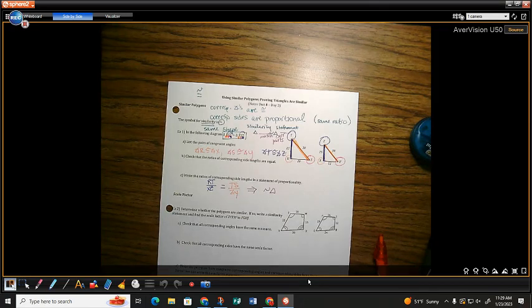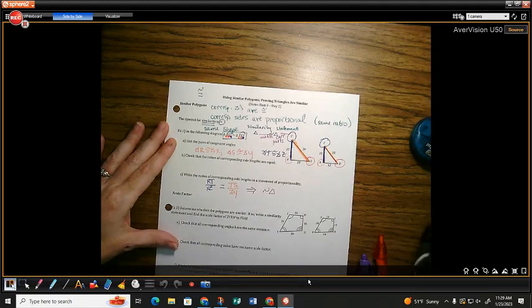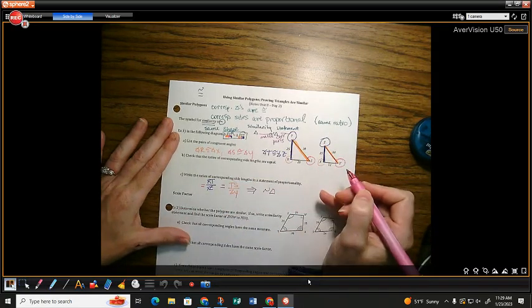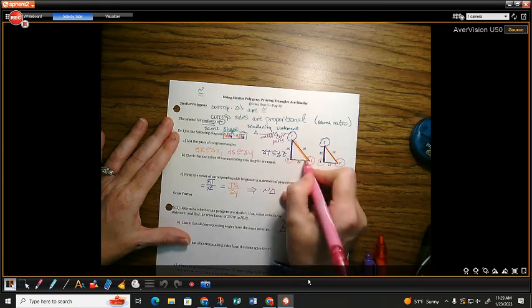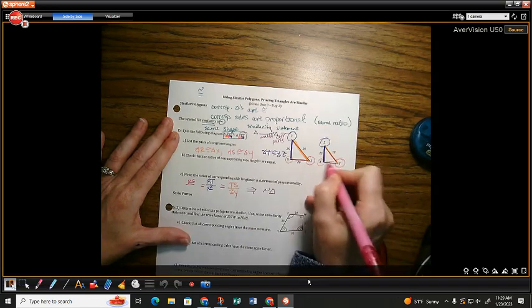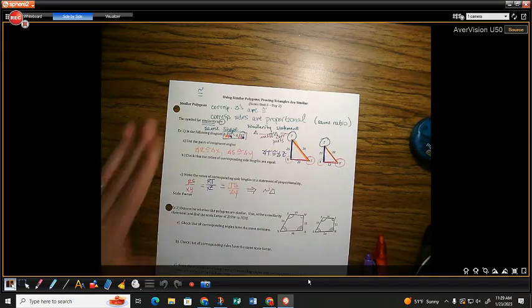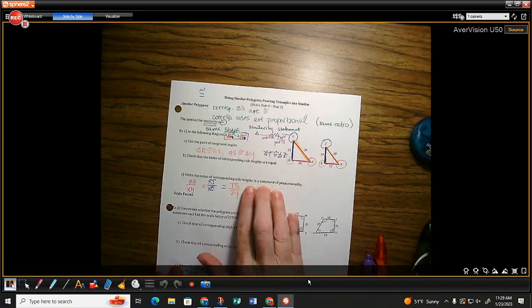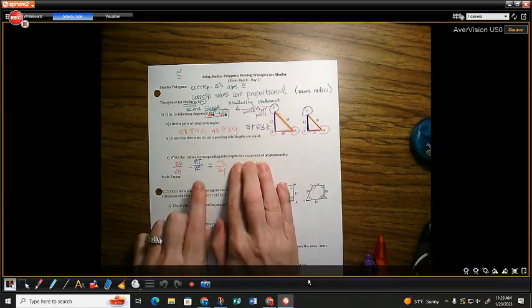Oh, but it's got to be all three sets, doesn't it? So what would be the third set that I could say is the same ratio? RS. RS could go with XY. So there you go. So this right here, ignore what it tells you.